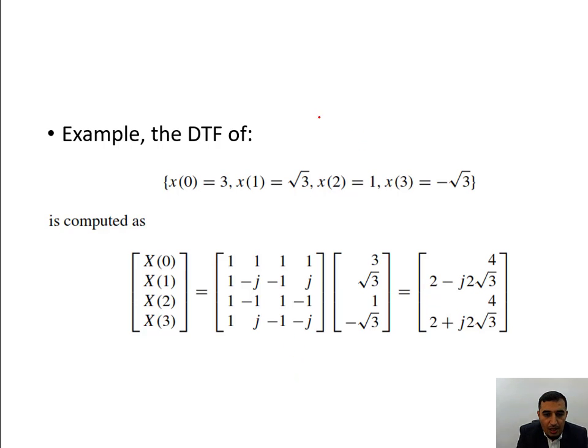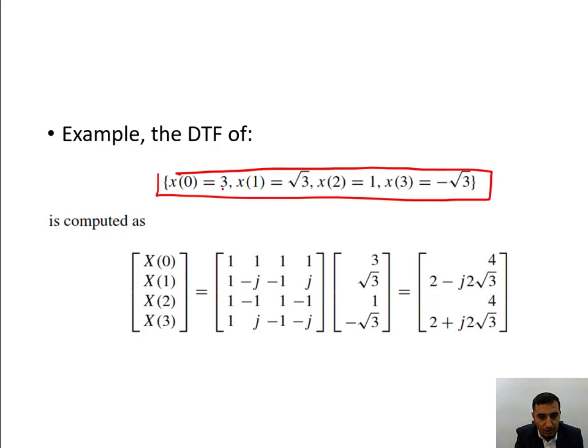So, as an example, consider that our image has these values: x0 is equal to 3, x1 is equal to root 3, x2 is equal to 1, x3 is equal to minus root 3. It is computed as follows. Now, to find the value, we need to do the multiplication of the matrices. So we multiply the first row by the column, the second row by the column, the third row by the column, the fourth row by the column.